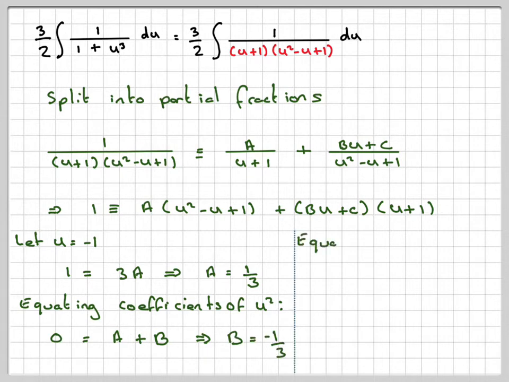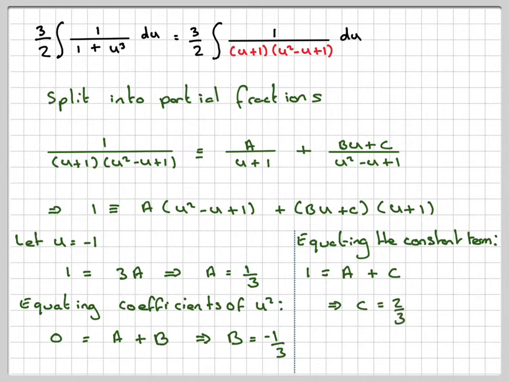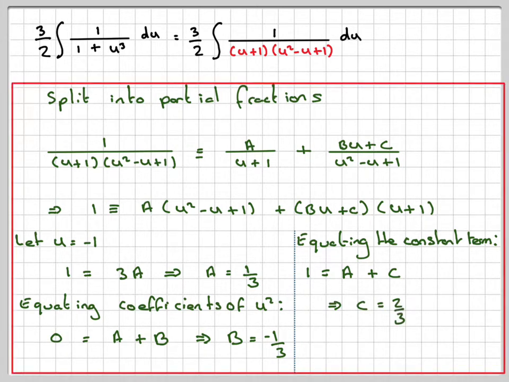And equating the constant term, we're going to have 1 on this side, A on this side, and then C on this side. But we know that A is 1/3, which means that C will be 2/3. Right, so we've now got our partial fraction.